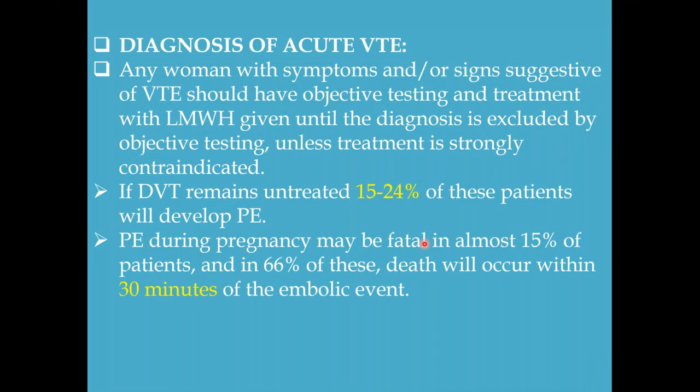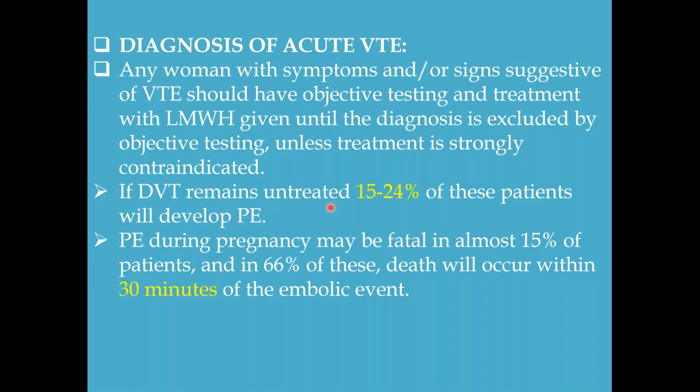What about the diagnosis of acute VTE? Any woman with symptoms or signs suggestive of VTE should have objective testing, and treatment with low molecular weight heparin should be given until the diagnosis is excluded by objective testing, unless treatment is strongly contraindicated. This is very important because in the exam a lot of questions ask about what to do before the diagnosis of VTE if there is any suspicion. We start first with the investigation, then we can give her the low molecular weight heparin. So investigation first before starting the management.